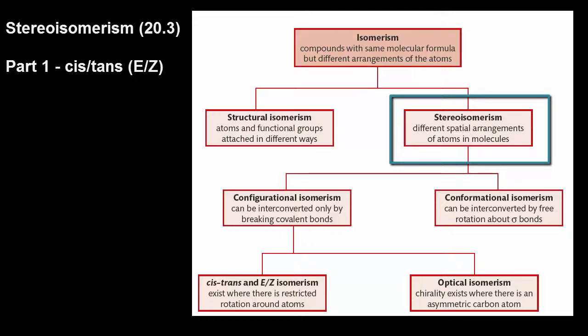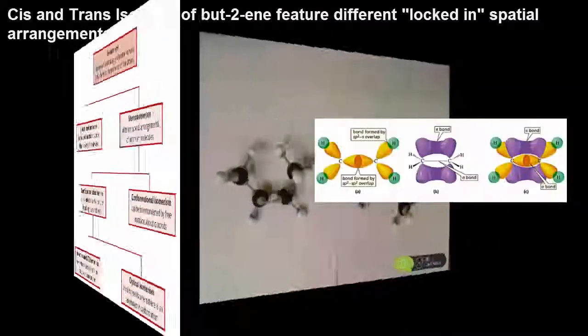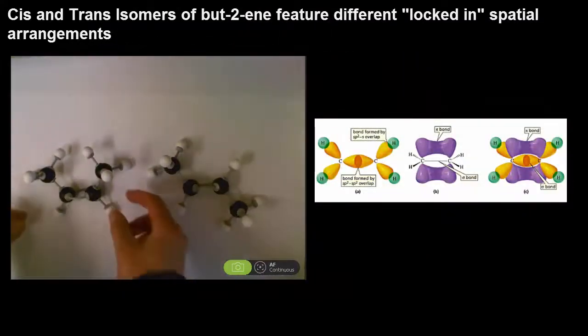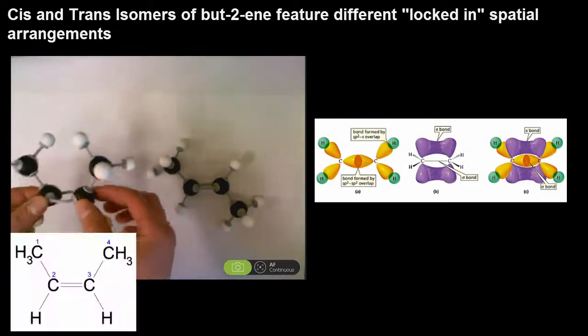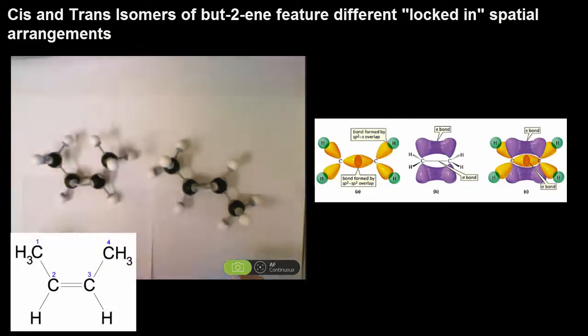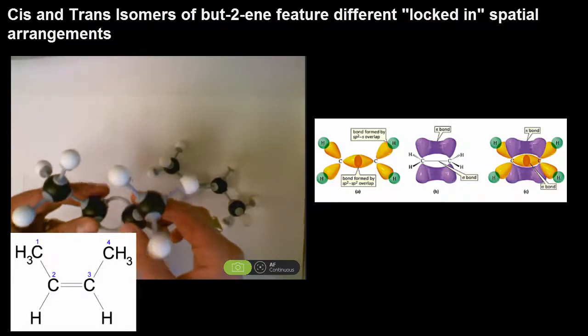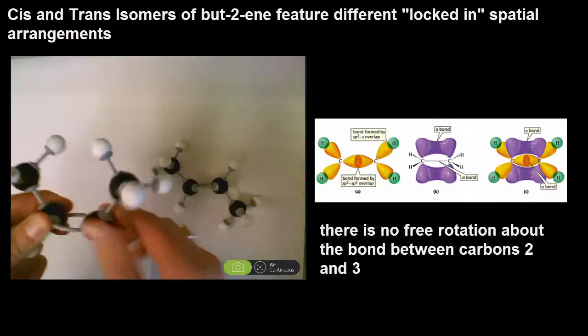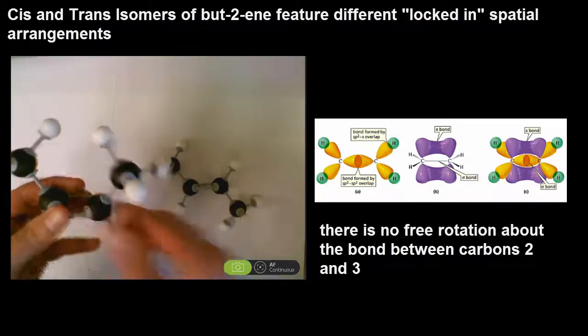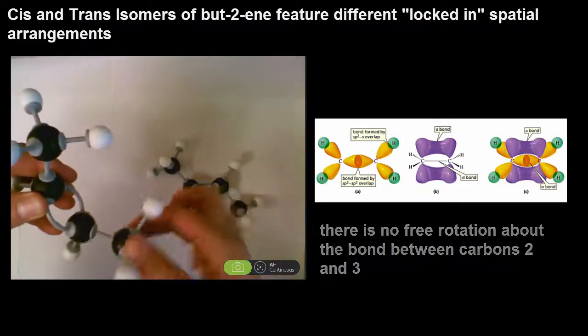All right, so we're going to have a look at a couple of examples here, and we're going to begin with cis-trans isomerism about a double bond. The first molecule we're going to look at is but-2-ene. Shown here on the left is cis-but-2-ene. If I take this model, which features the double bond, and try to twist about that double bond, I can't.